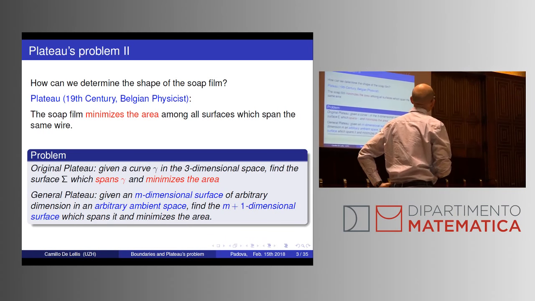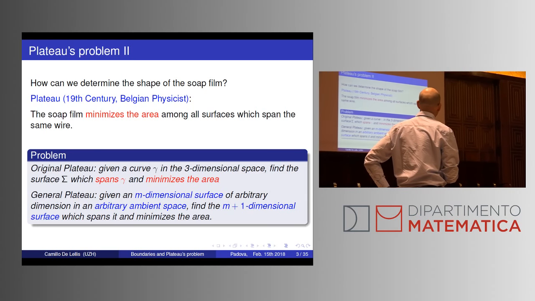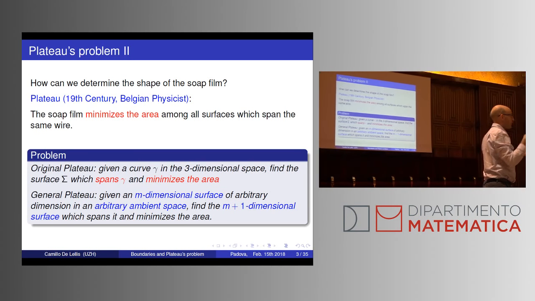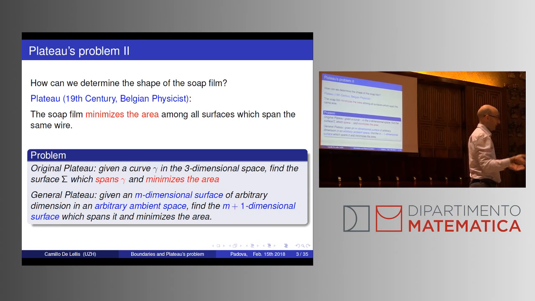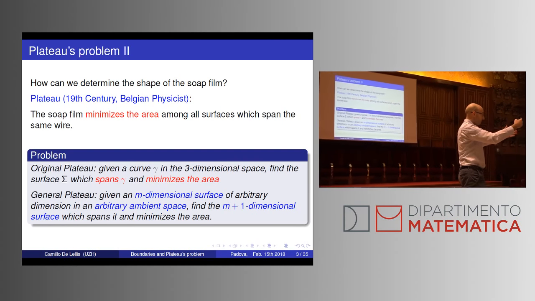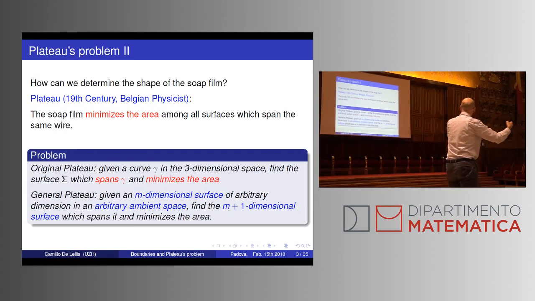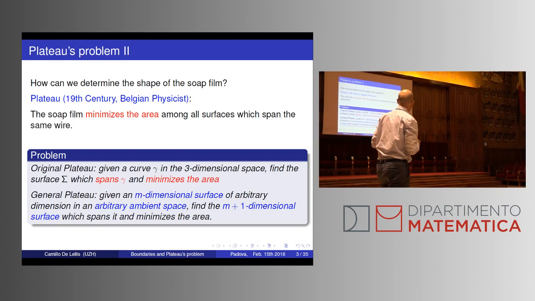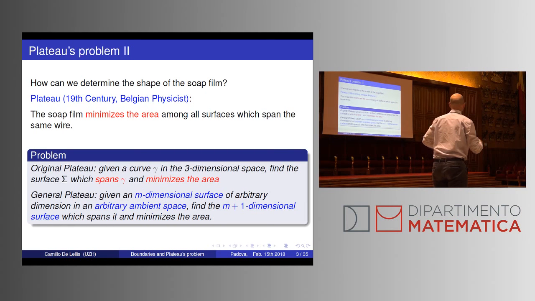And now what you're looking for is a surface of one dimension more. So here you had two-dimensional surfaces. Here you have m plus one dimensional surfaces, which are in your ambient space, which are in some sense spanning your boundary, so they are attached to the boundary, and which minimize the area or the volume, the m plus 1 dimensional area or volume, among all possible surfaces which span that boundary.